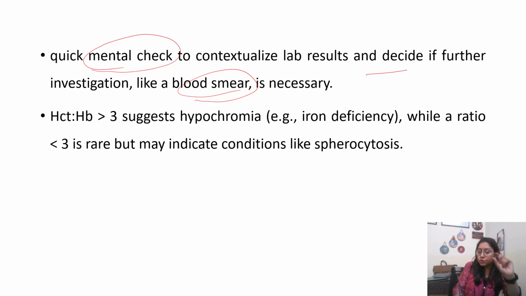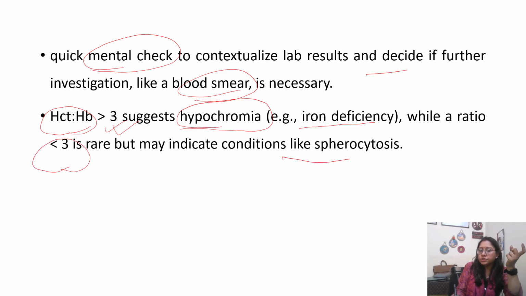And also one thing, a ratio can also help you. If your hematocrit to hemoglobin ratio is more than 3, it means the patient is having hypochromic RBCs, which is seen in iron deficiency anemia, right? If the ratio of hematocrit to hemoglobin is less than 3, it will point to conditions like spherocytosis. So just see, one parameter gives you so many different kinds of results.